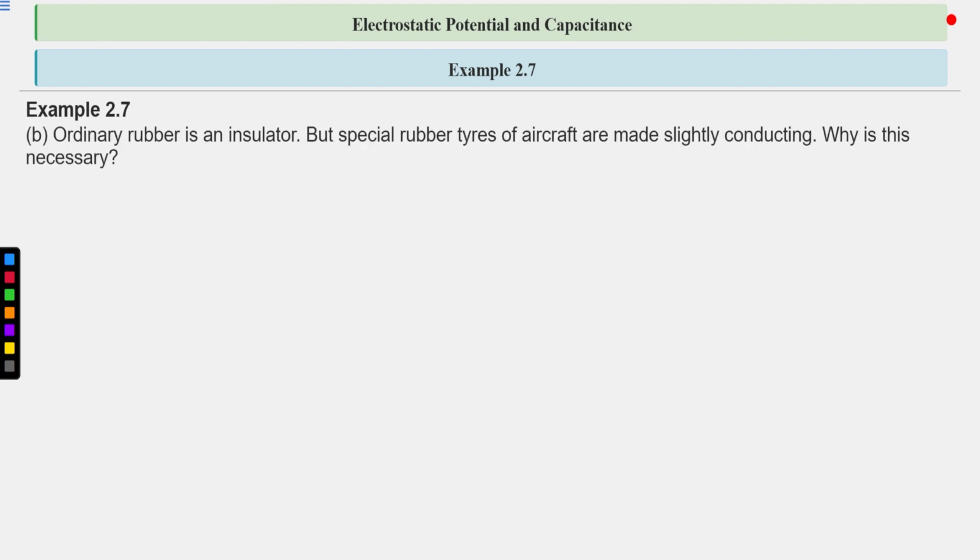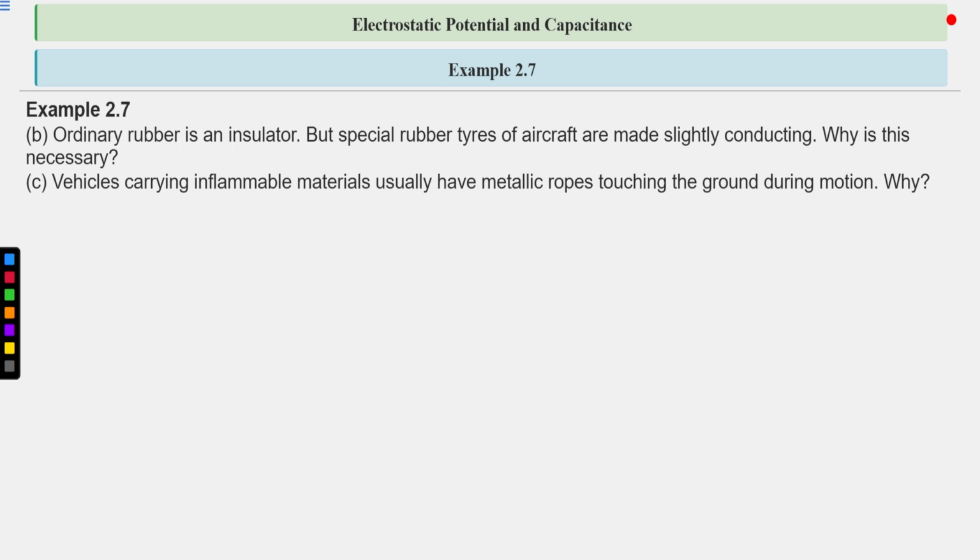Next, B part. Ordinary rubber is an insulator, but special rubber tires of aircraft are made slightly conducting. Why is this necessary? Ordinary tires are also insulators, but tires of aircraft are made slightly conducting. Why is it? And the C part is: vehicles carrying inflammable materials usually have metallic ropes. For vehicles that contain inflammable materials, there is a rope attached to the vehicle and that rope is touching the ground. Metallic rope. Why? So let's see the reason.